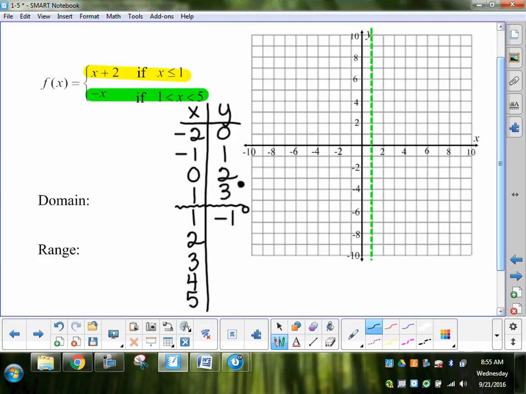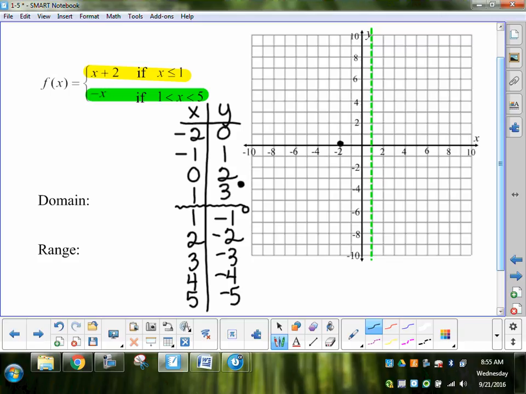How about when I plug in a 2? Nick, what would your output be? -2. And then we'd have -3, -4, -5, and so on. So when I do this out, understand, these are just ordered pairs. By the way, -2, 0 would be here.